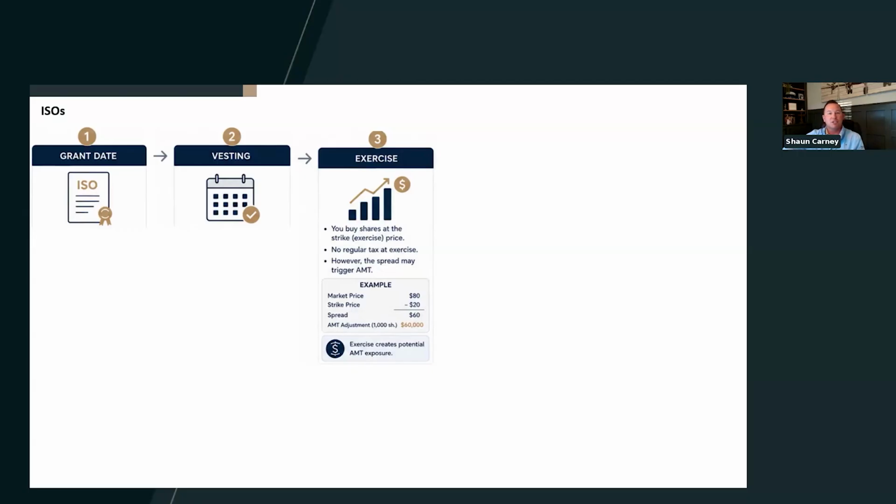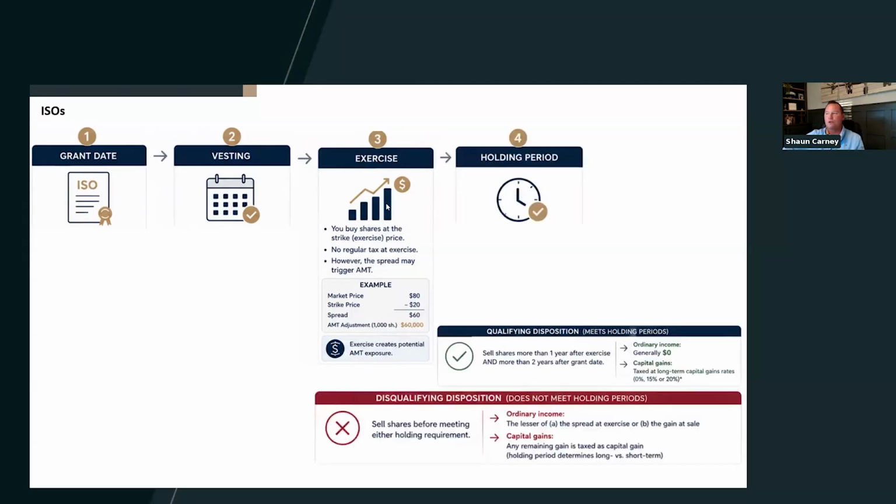We'll get into this disqualifying disposition that comes with incentive stock options. But ultimately, this is where that AMT tax may come in. Again, if this makes up a large portion, you calculate your normal taxes, then you calculate the alternative minimum tax. Whichever one's higher, the government says, pay me that one. All right. But this is kind of the same opportunity as NQSOs.